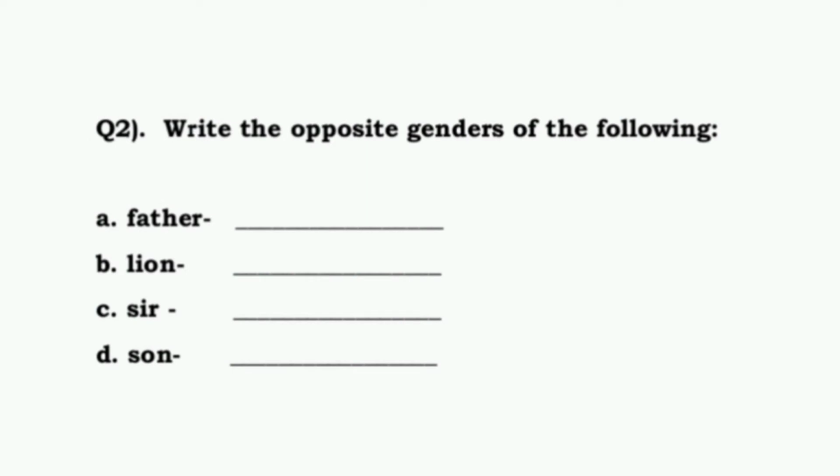Now kids, when it is clear to you what is genders, come, let us see few questions of it. So kids, you have to write the opposite genders of the following: father, lion, sir and son. Ma'am has written all the masculine ones. You have to write the feminine ones.